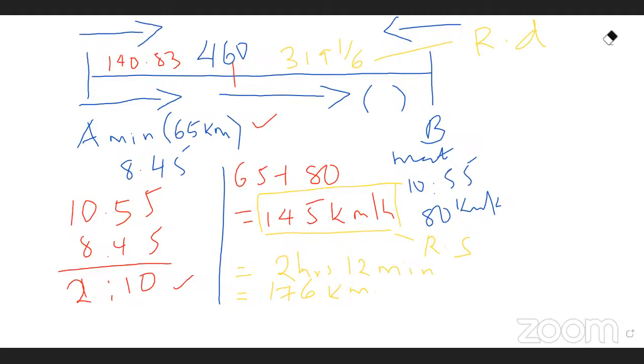Then the next thing that you need to define is the relative distance. The relative distance is the distance between the two vehicles when both vehicles are moving. It is reduced faster when the vehicles are moving in opposite directions. It is reduced at a slower pace when the vehicles are moving in the same direction, when one vehicle is trying to catch up with the other one. That's clear?